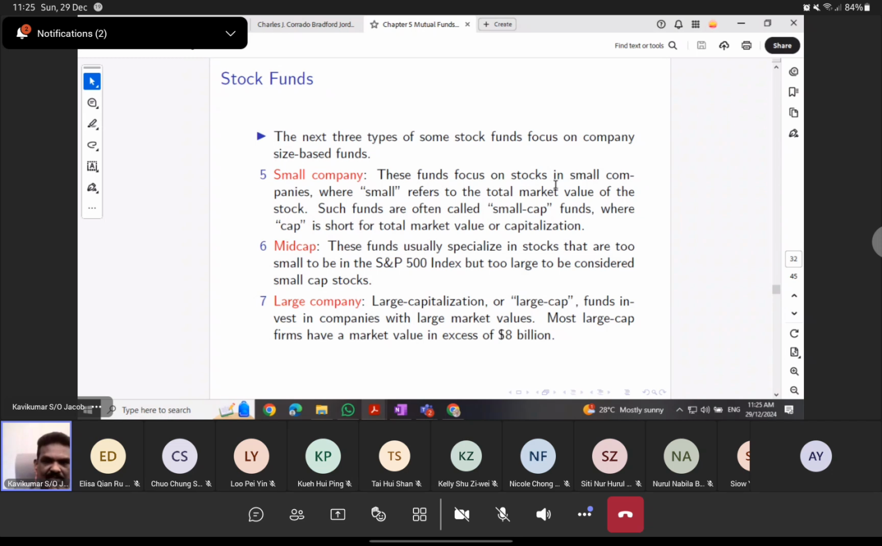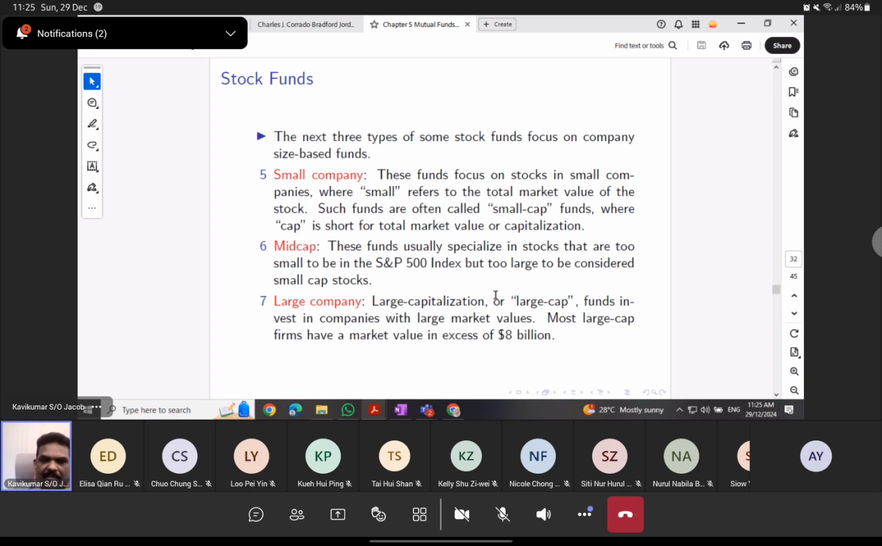Small company means these funds focus on small companies, where small refers to the total market value of the stock. Such funds are called small cap funds, where cap is short for total market capitalization. It's not about the company being small, but if they have a small cap of shares, then we call this a small company. Mid cap funds usually specialize in stocks that are too small to be in the S&P 500 index, but too large to be considered small cap stocks.